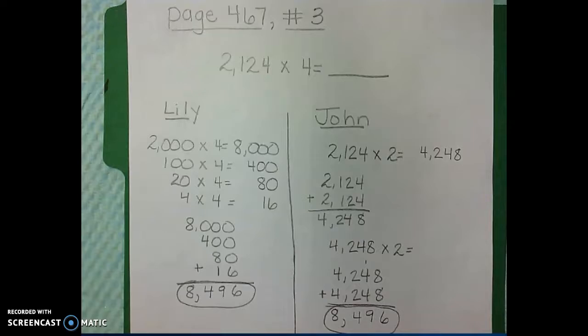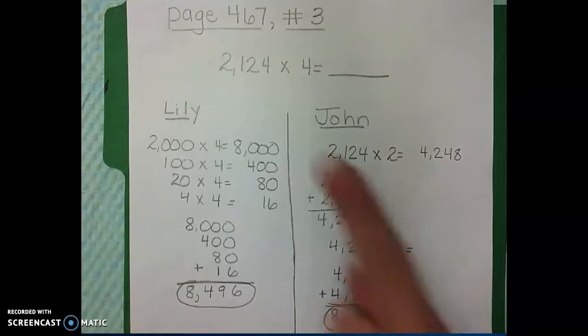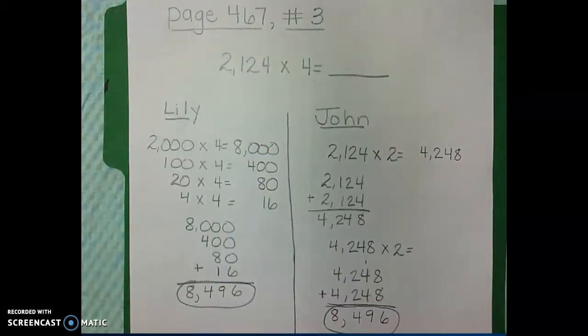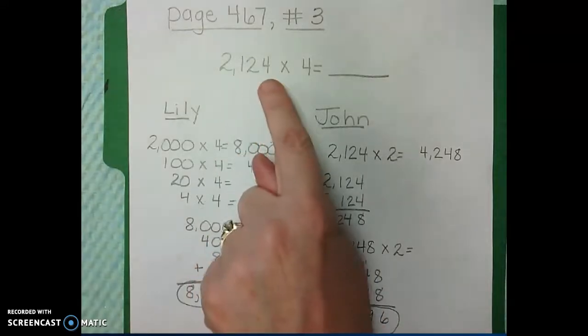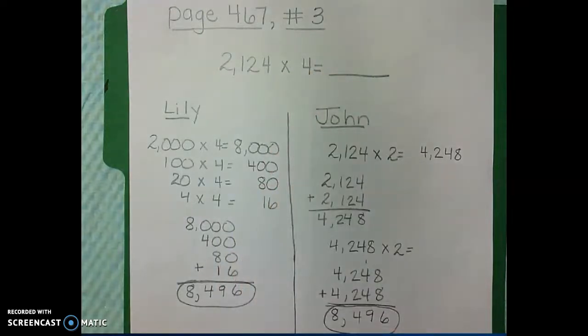All right, so I want you to open up your math student activity book to page 467, and we are going to look at problem number 3. So again, open up to page 467, and we're going to be looking at problem number 3. And that problem is 2,124 times 4. And we're going to be looking at Lily and John's strategy for solving this problem. We have a 4-digit number times a 1-digit number.